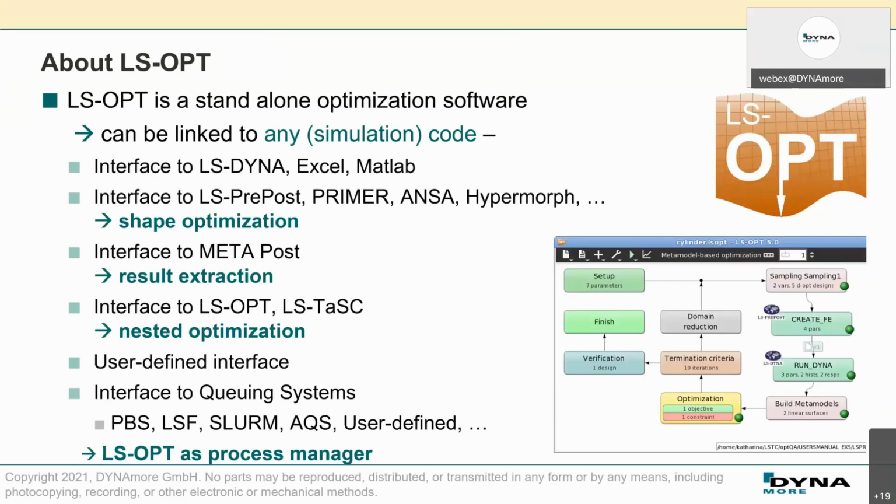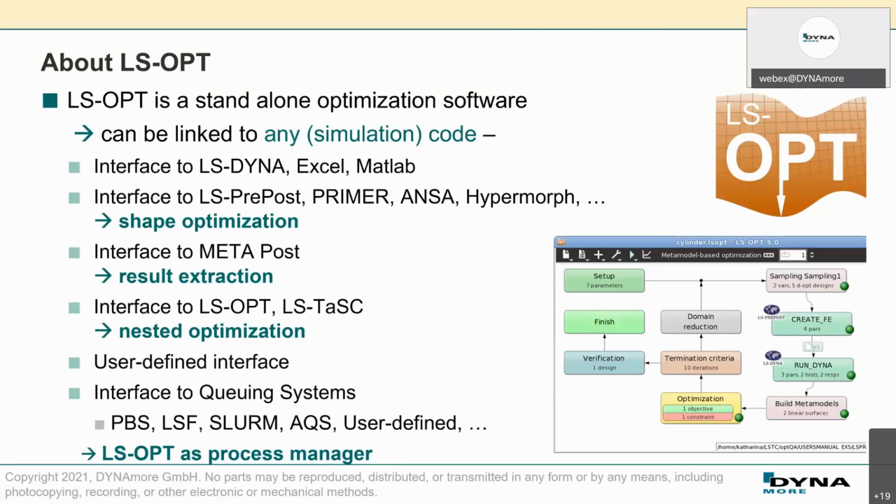LSOpt can also be used for nested optimization. So we have an interface to LSOpt inside LSOpt and also LSTask. So it can be used for multi-level optimization. Of course, this is quite computationally expensive, but it is possible to do this in LSOpt. We also have a user-defined interface, so it's really possible to couple LSOpt to any type of program, which could be another finite element code or even self-written, let's say Python programs or whatever, can be coupled to LSOpt.